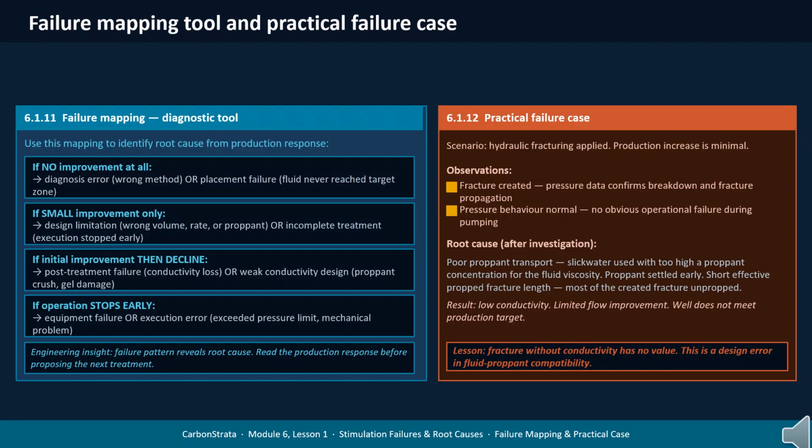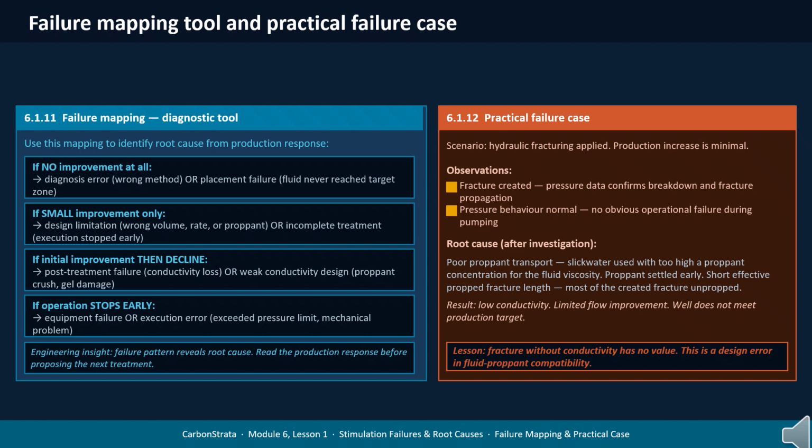At this point, design is not the problem. Diagnosis becomes the primary task. Now define the approach. Do not start with the design. Start with the production response. Production behavior is not random. It contains the answer.